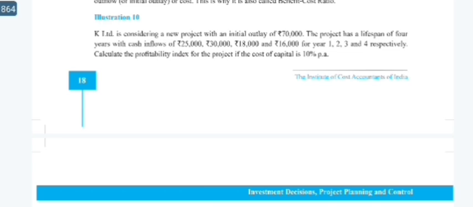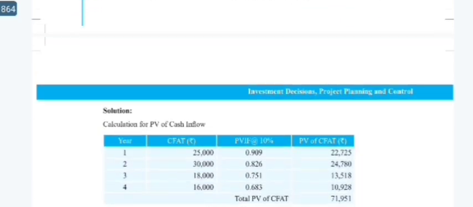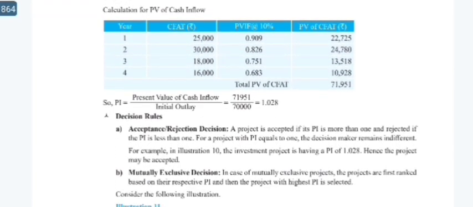So we have to find the present value using the discount factor, that is cost of capital 10% for all the 4 years. Here there is no need to calculate the depreciation or anything. We will straightaway calculate the present value of cash inflow using the present value factor of 10% cost of capital. We have already seen how to find the present value of cash inflow after tax. Then we will apply in the formula present value of cash inflow divided by initial outlay, the investment amount, which is equal to 1.028.